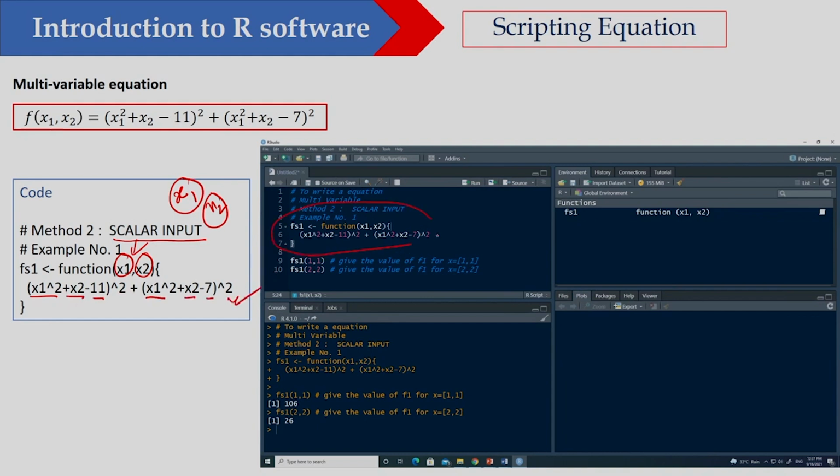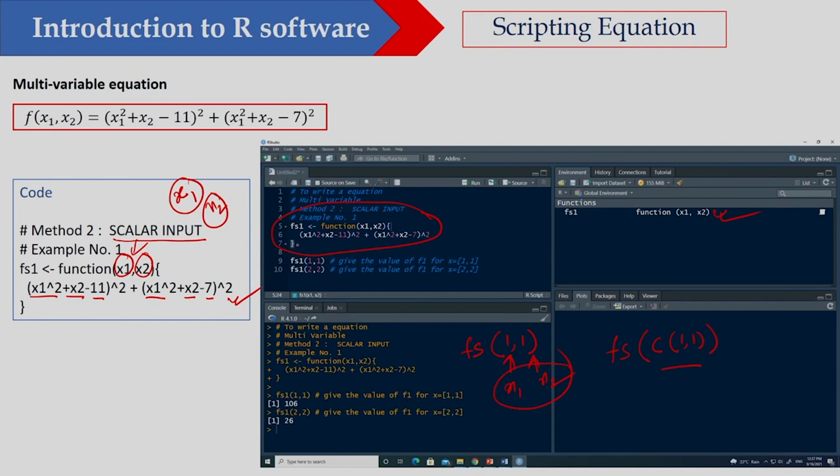If I execute this line, I will get this particular function, and here you just see this is scalar input. Therefore, I have to give two inputs, that is 1 1, where this value is x1 and this value is x2. In the earlier case, I put vector input, this is 1 1, but in this case this is scalar input.